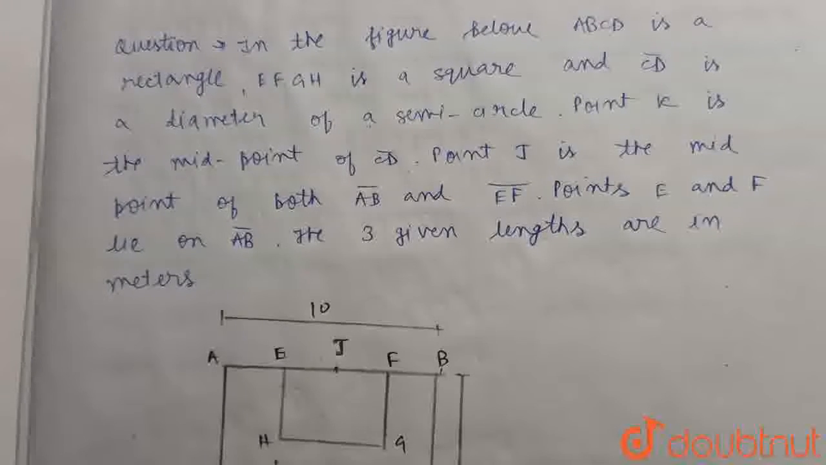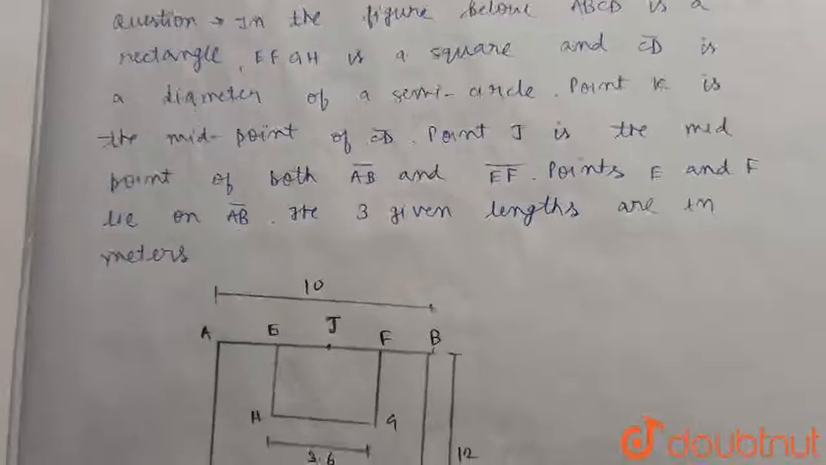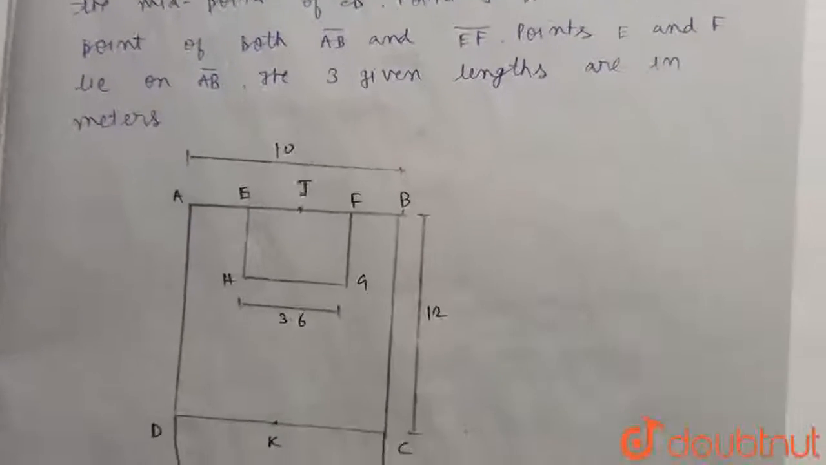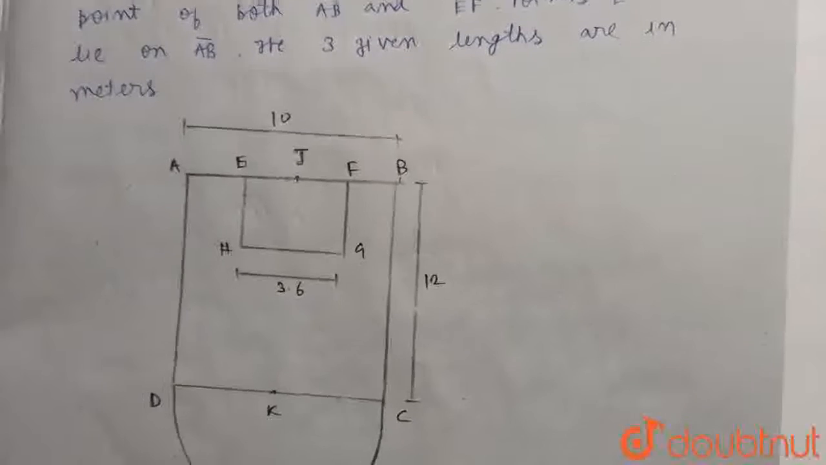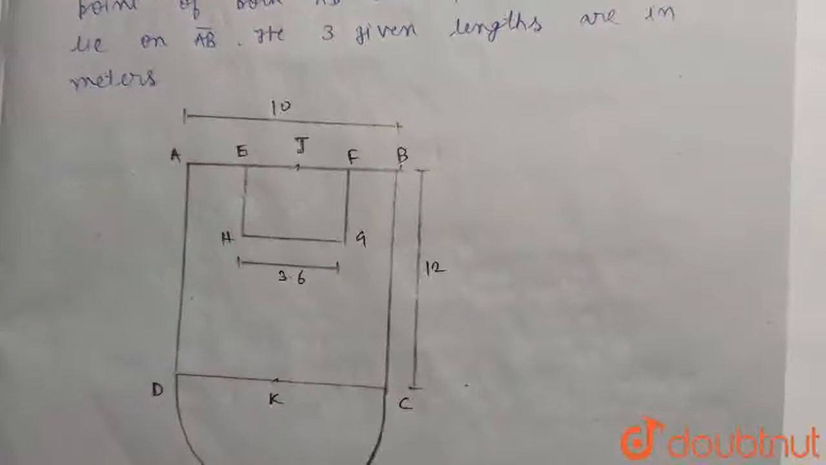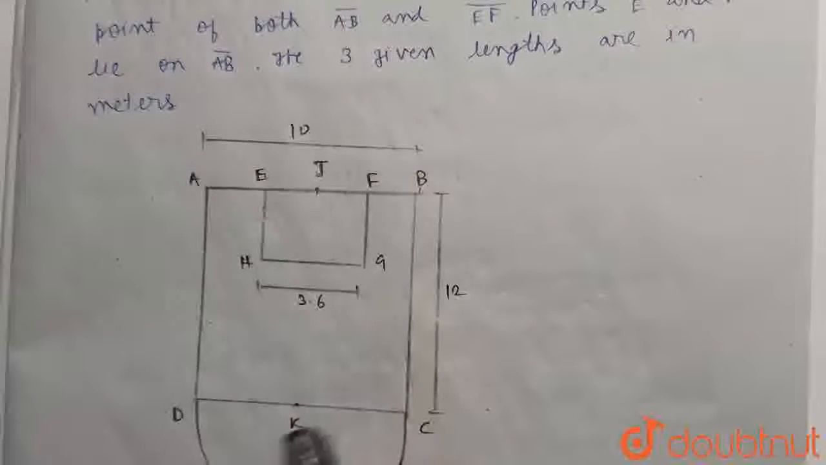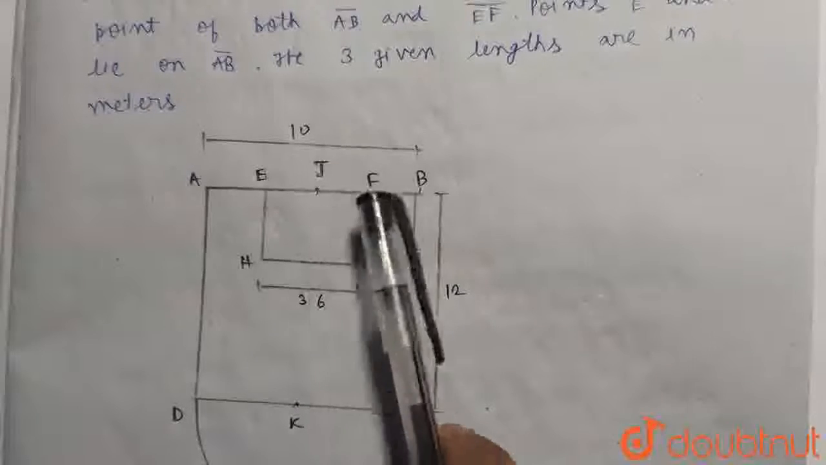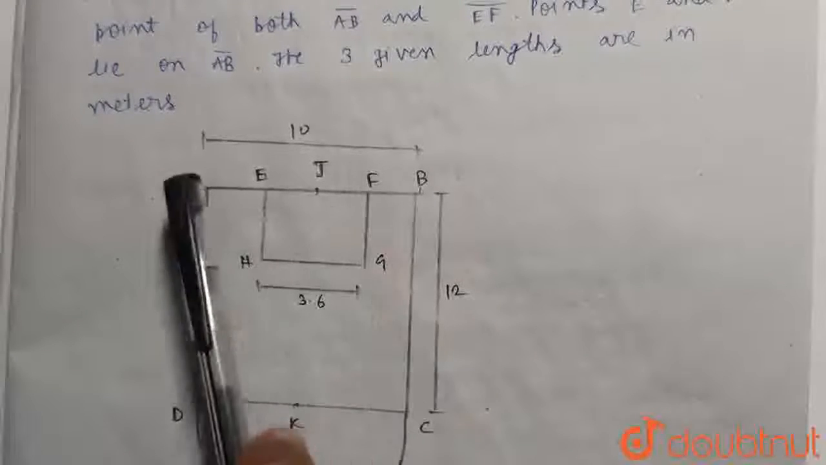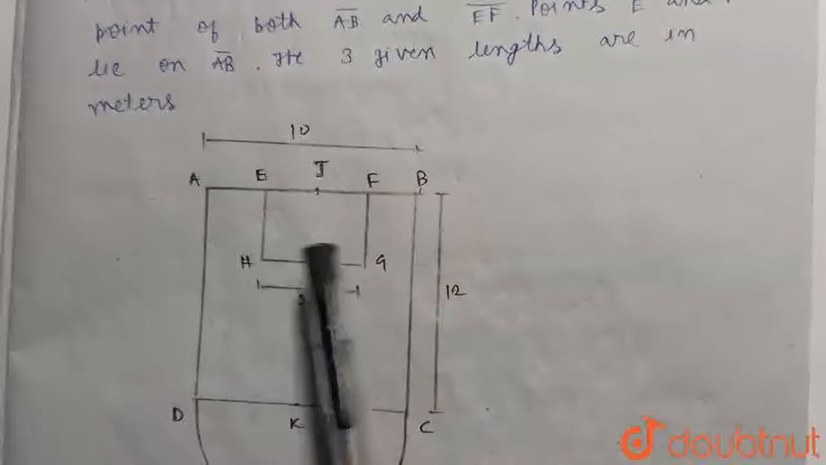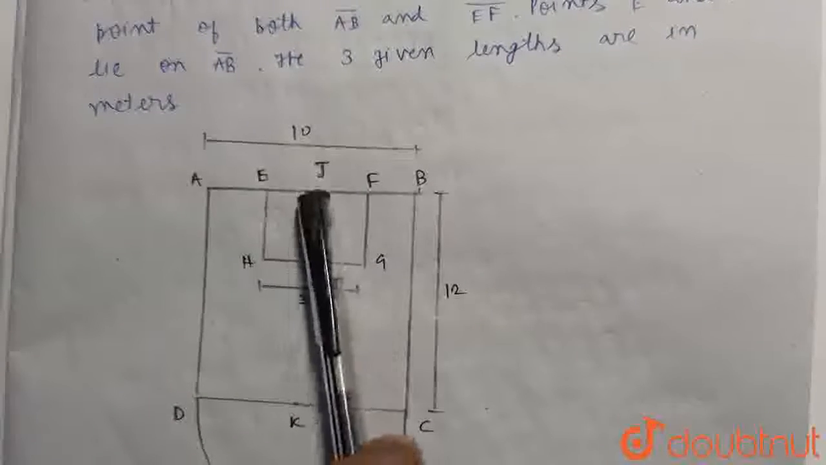Hello everyone. So the question is, in the figure below, ABCD is a rectangle and EFGH is a square, and CD is the diameter of a semicircle. The point K is the midpoint of CD, and point J is the midpoint of both AB and EF, and point E lies on AB. The given lengths are in meters. So basically ABCD is a rectangle, EFGH is a square, the lengths of AB and BC are given, GH is also given, and J is the midpoint of AB and EF.